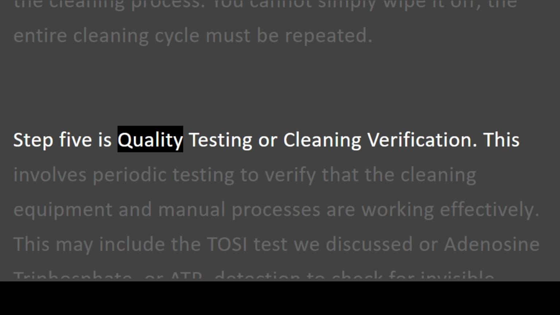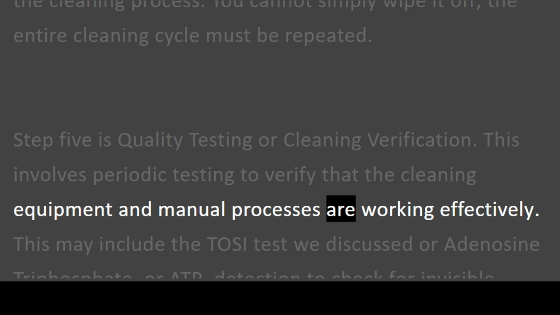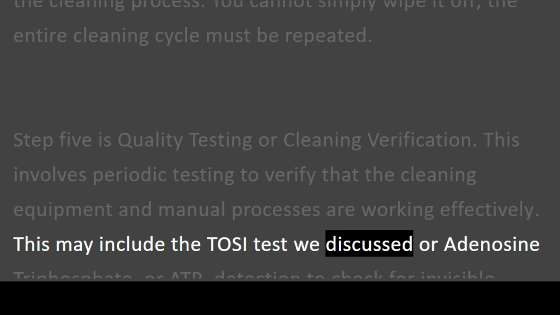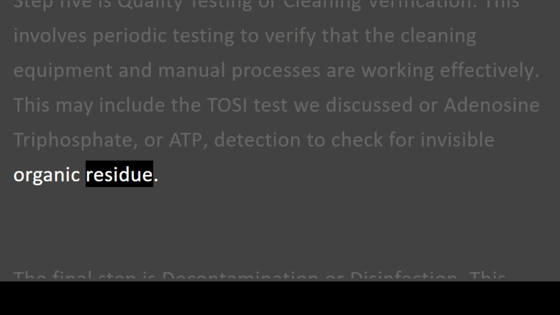Step 5 is quality testing or cleaning verification. This involves periodic testing to verify that the cleaning equipment and manual processes are working effectively. This may include the TOSI test we discussed or adenosine triphosphate, or ATP, detection to check for invisible organic residue.